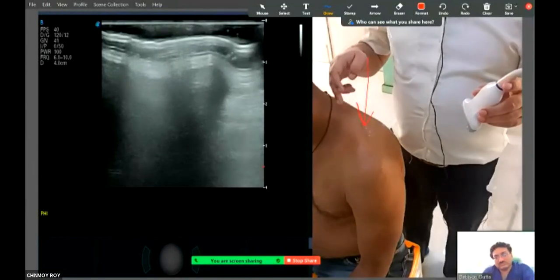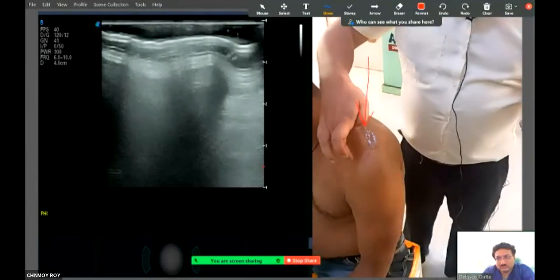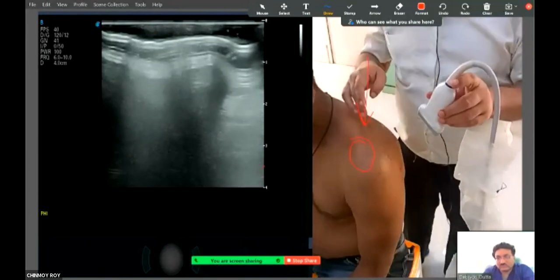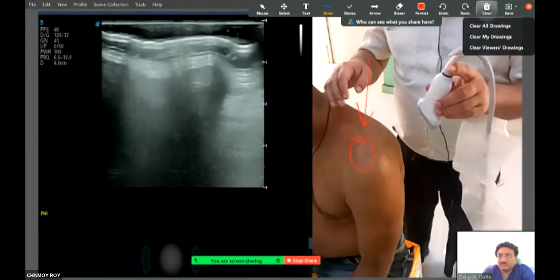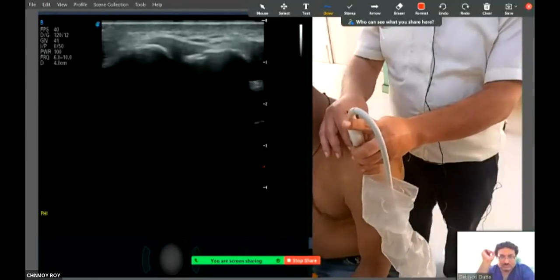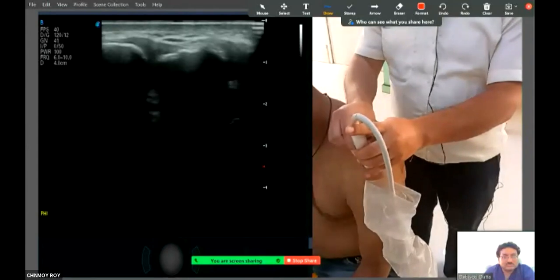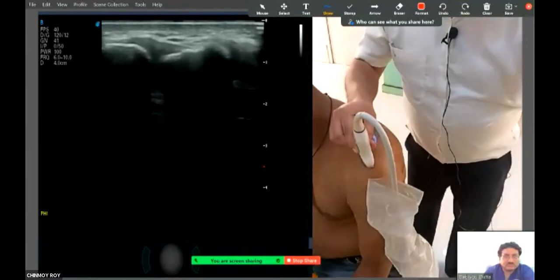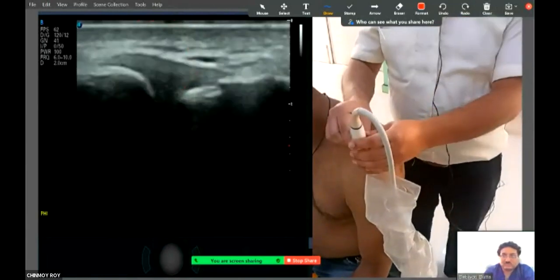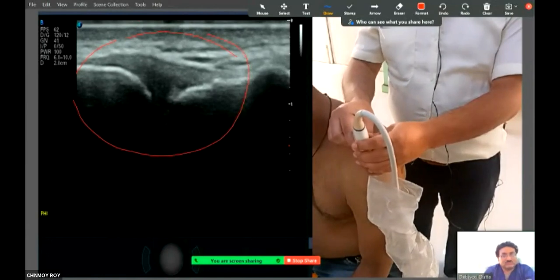Okay, so your clavicle is here, and from there the acromion is coming here. So the medial side is on the left side. The medial side will be your clavicle, and the lateral side will be the acromion. So this is the acromioclavicular joint. So the left side is the clavicle, and the right side is the acromion.